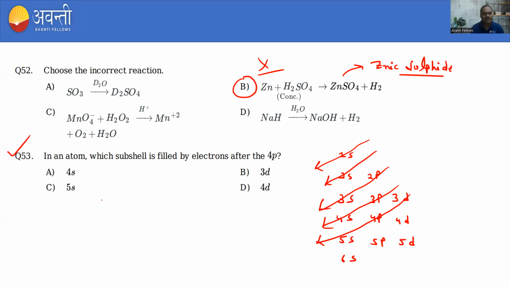Now tell me, in this question they're asking, in an atom which subshell is filled by electrons after 4p. So after 4p, which will follow, beta, that is 5s, right? So which subshell will fill after 4p? That is 5s. So I hope this is a very simple question and everyone did the solution for this question very easily, right? I hope everyone got it. Now move to the next question, right?